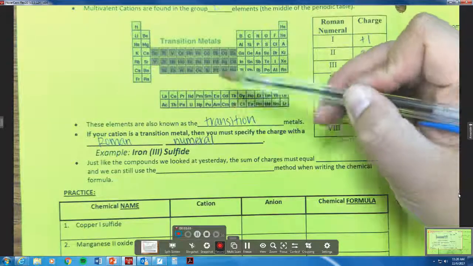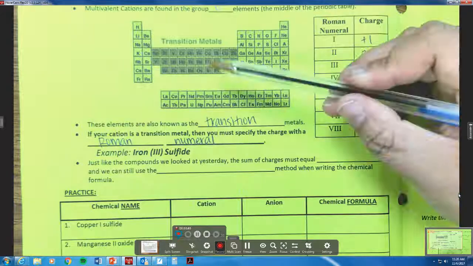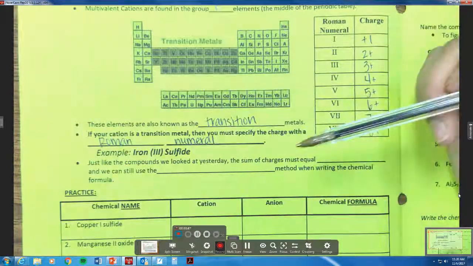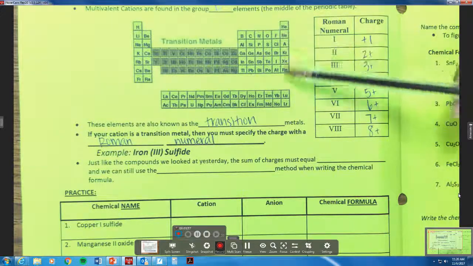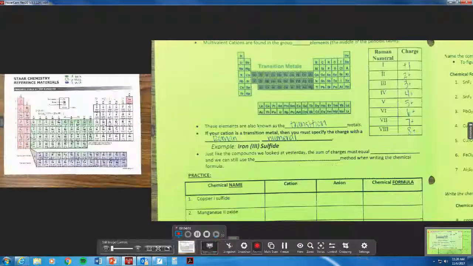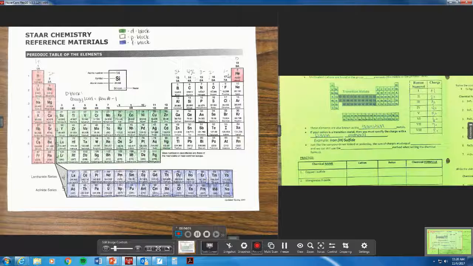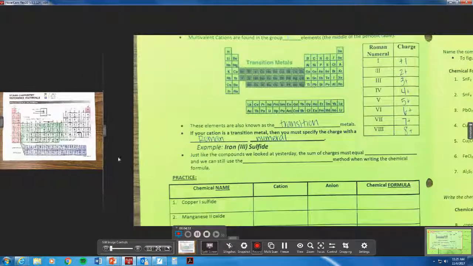The reason transition metals need a Roman numeral is because their charges are always going to be different. They don't stay consistent. They change sometimes, unlike our group A elements, group 1, group 2, and all these nonmetals on this side, which follow our oxidation numbers. Our oxidation numbers never change for our nonmetals and these 2 metal groups. So transition metals need that Roman numeral because their charges aren't always the same. There are different kinds of copper and different kinds of iron, so we represent them with the charge.